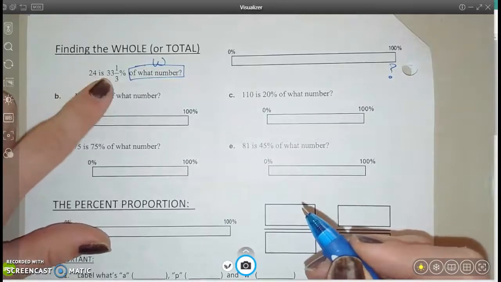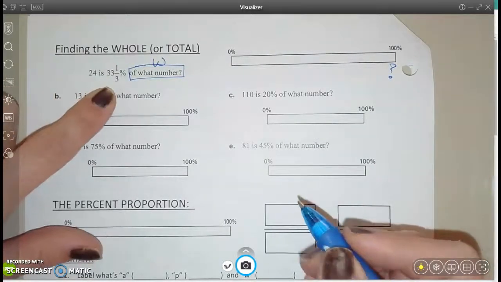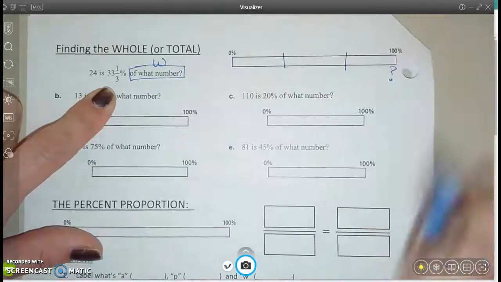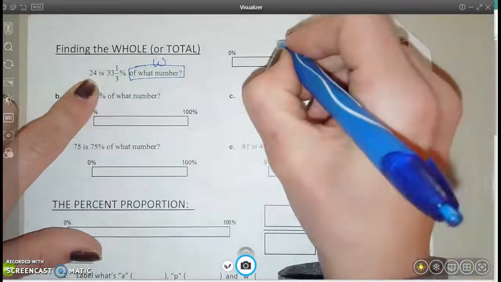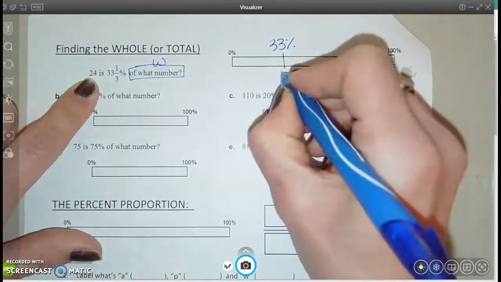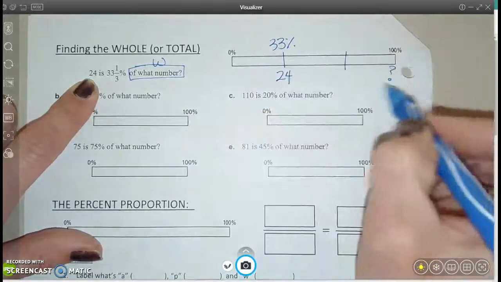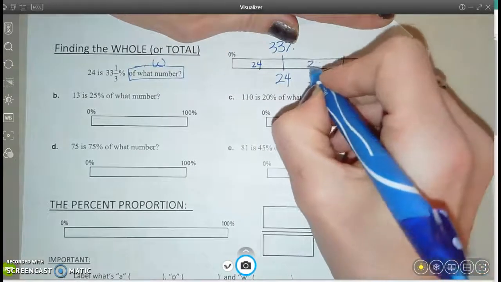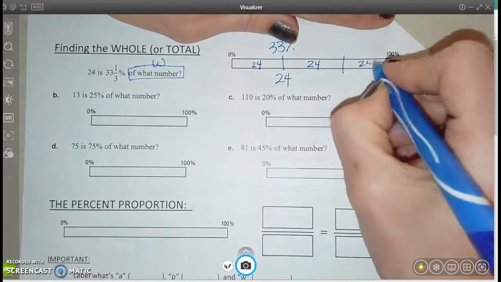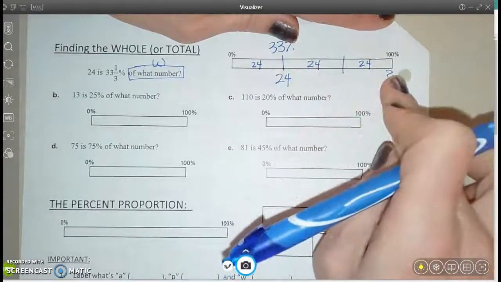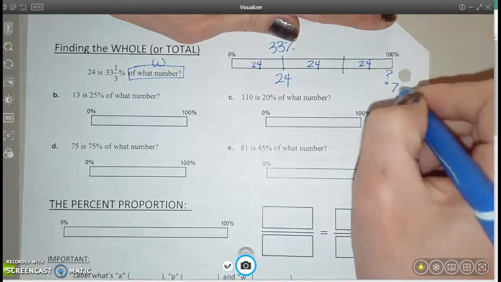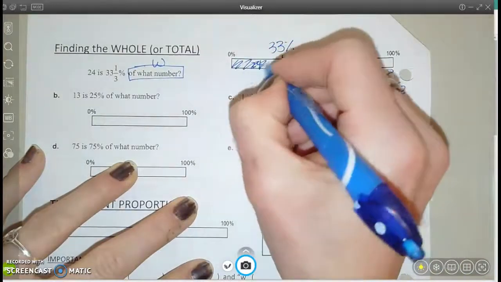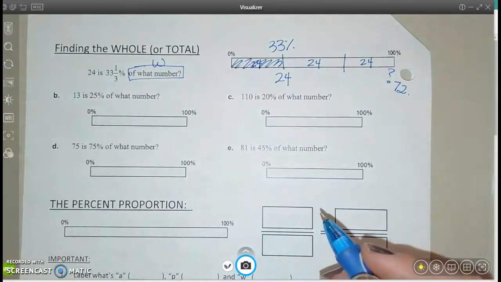So you may or may not recognize that 33 1/3 is the same as 1/3 of this overall bar. So 1/3 might be about there, right? 2/3. So if they're telling me 33% is 24, and they want to know what the whole or the total is, well, if this piece is 24, and this is 24, and this is 24, I could put all those pieces together to get my whole or my total, and I come up with 72 here. So sometimes there's different strategies you could use.